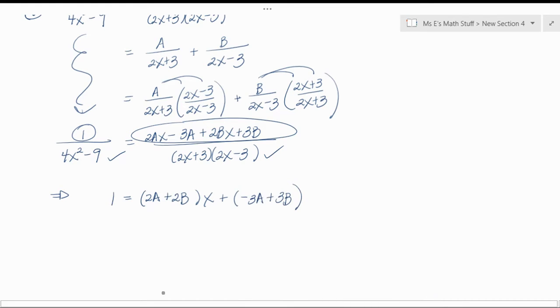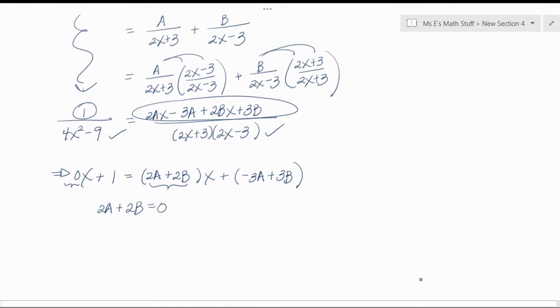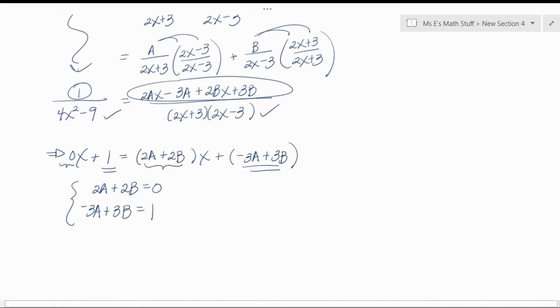Now on the left side, I'm going to point out that we have 1 plus 0 x's. And that can help because you're going to need to figure out what to set 2a plus 2b equal to. So I hope it makes sense. We can set 2a plus 2b equal to 0, and we can set negative 3a plus 3b equal to 1. There we go. So here's your system of equations. Now you just get to solve it.